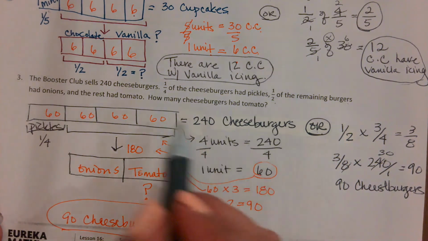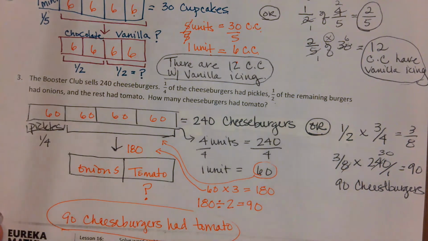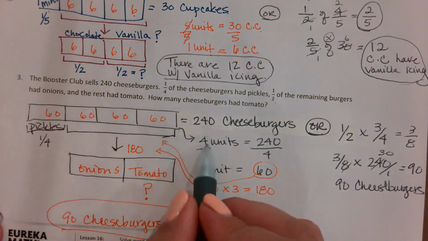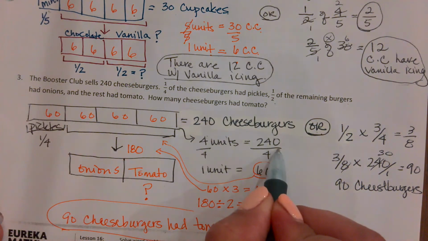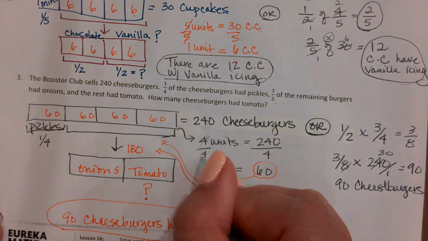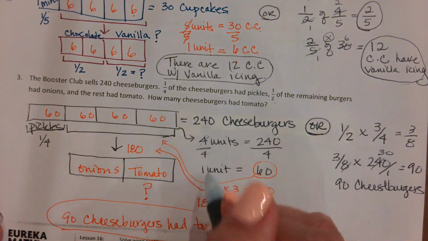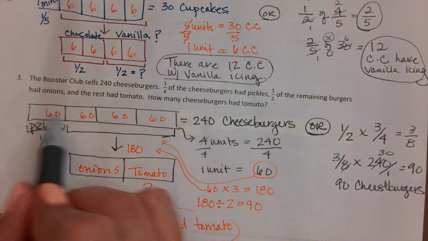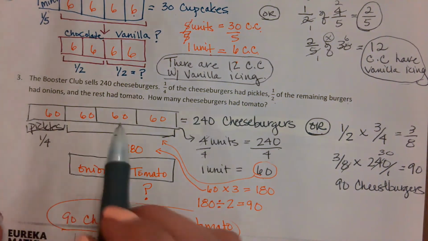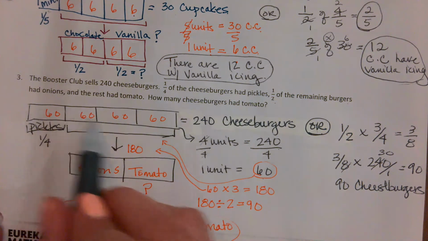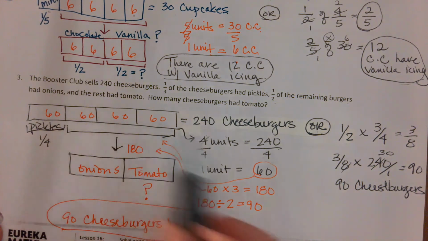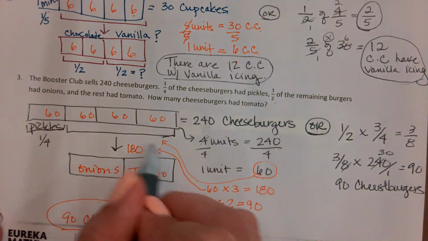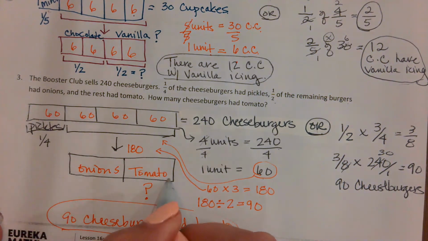I want to find out how many are in each unit. So 4 units, 1, 2, 3, 4, 4 units is equal to 240 cheeseburgers. I'm going to divide, and I get 1 unit is equal to 60. So now I go back up here. I put in my 60 units. Well, how many are in this altogether? Well, 60 times 3 is 180. So I know there are 180 all together here.